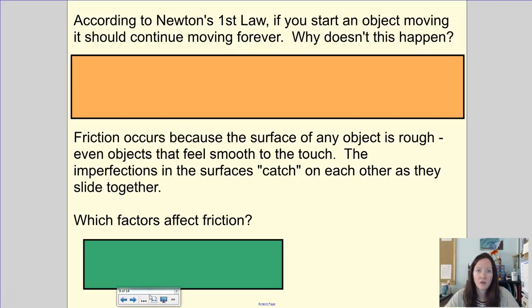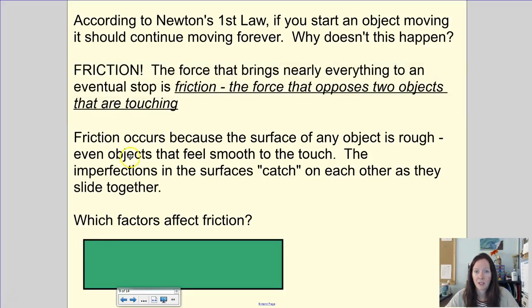So according to Newton's first law, if you start an object moving, it should continue moving forever. But we know this isn't the truth. If you shoot a hockey puck across the ice, eventually it's going to come to a stop. Or rolling a ball on the floor the other day, it's eventually going to come to a stop. Why doesn't this happen? Well, that's because of friction.